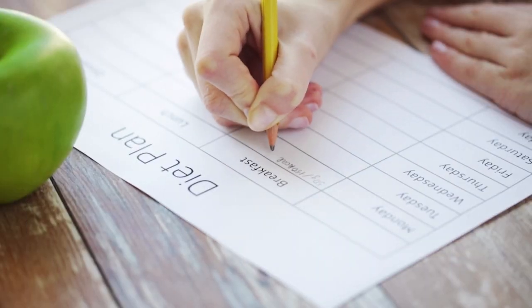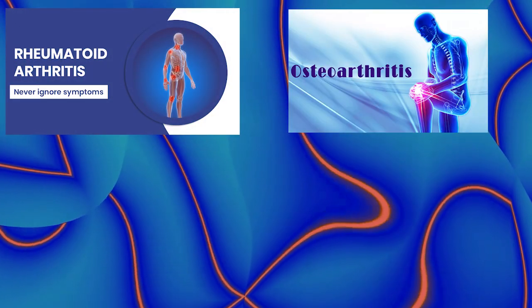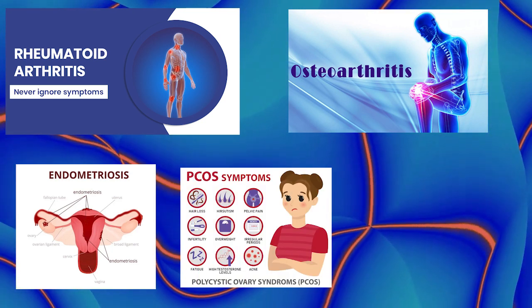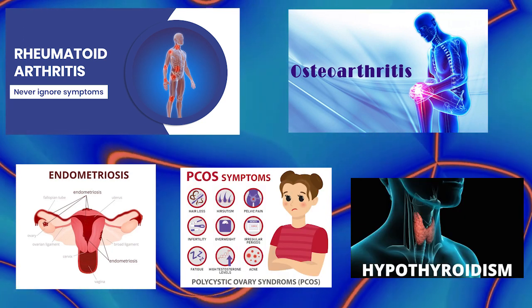also be covering diet plans for very, very common diseases that we see in women, such as rheumatoid arthritis, osteoarthritis, endometriosis, PCOS, polycystic ovary syndrome, hypothyroidism, etc. The fifth session is on renal diseases, diet plans for chronic kidney disease, renal failure.